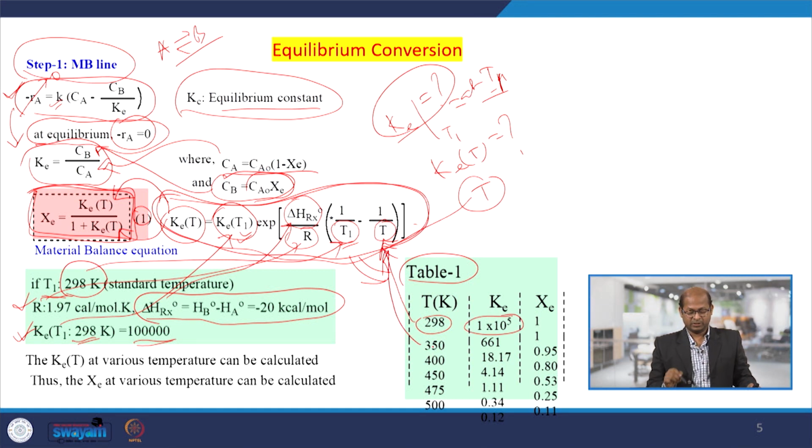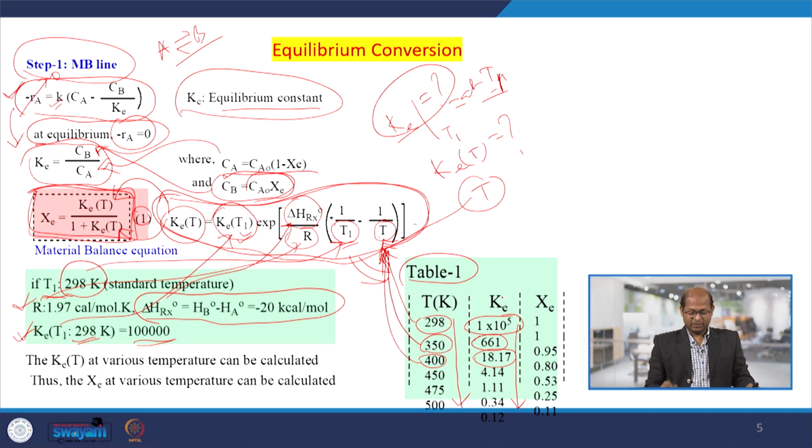Next, we put T equals 350 here, and we can find the corresponding Ke value. Similarly, we put T equals 400 here and find the corresponding Ke value. Like that, if we increase the temperature from 298 Kelvin to 500 Kelvin, the Ke value gradually decreases for this particular reaction system.